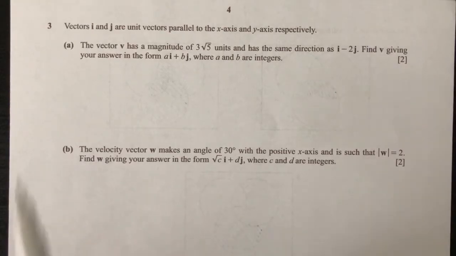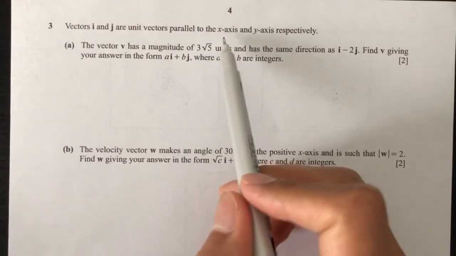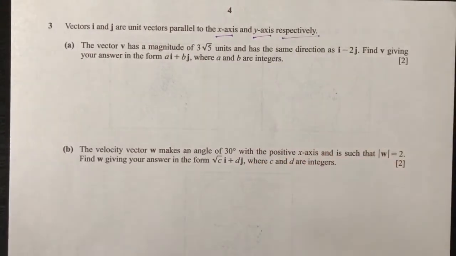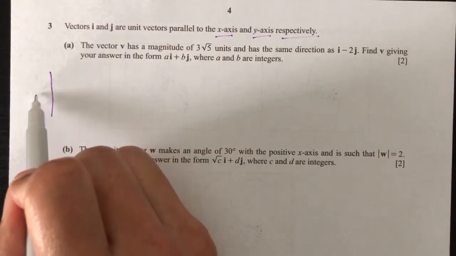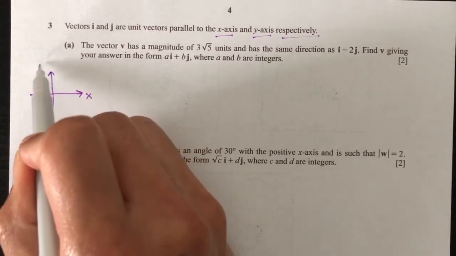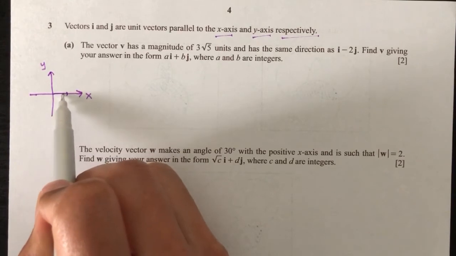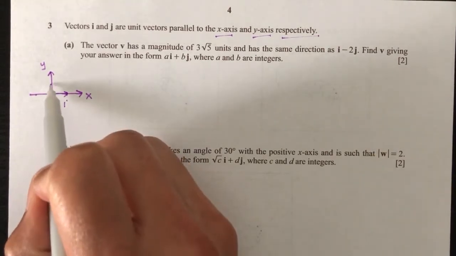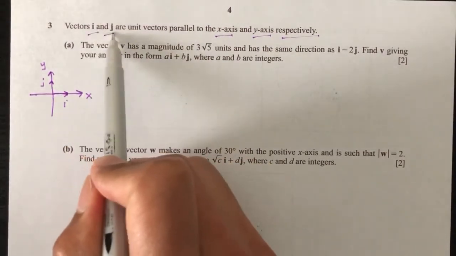Question number 3: vectors i and j are unit vectors parallel to the x-axis and y-axis respectively. So it means that if we have x and y, then 1 here in this direction represents i, and 1 here in this direction represents j. This is what it means.